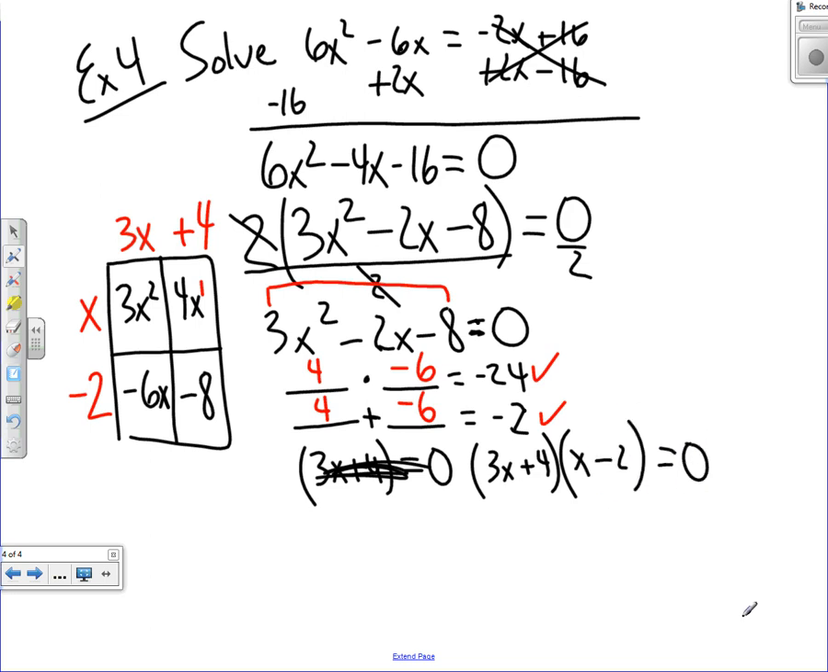Okay, equals 0. All right, so what we want to do now is set each factor equal to 0, which I, like a dummy, did a little bit too early over here. Sorry about that. We're going to set each factor equal to 0 and solve for x.